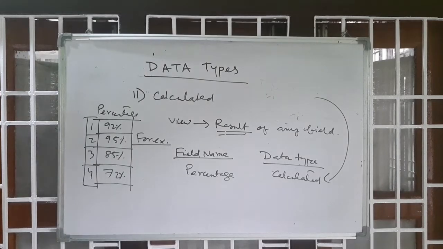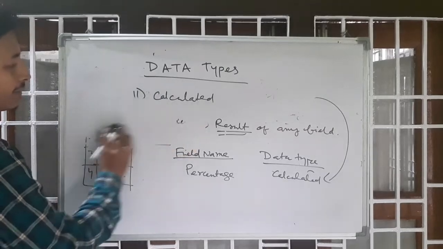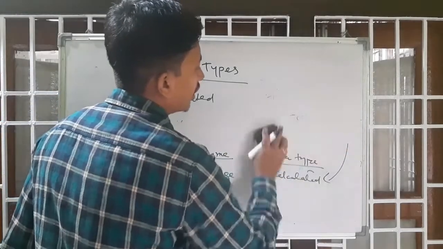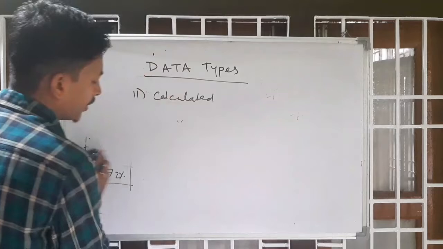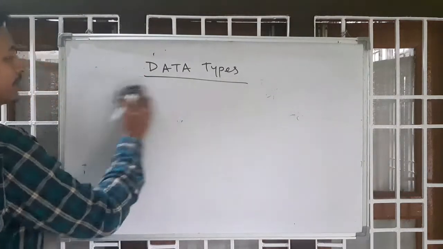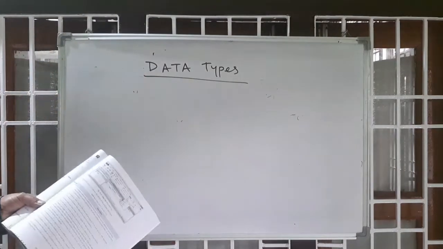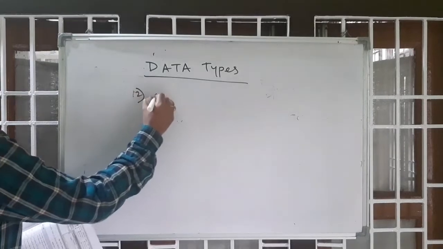Now the last data type in MS Access 2007 is lookup wizard. It is very important. Number 12 is lookup wizard.